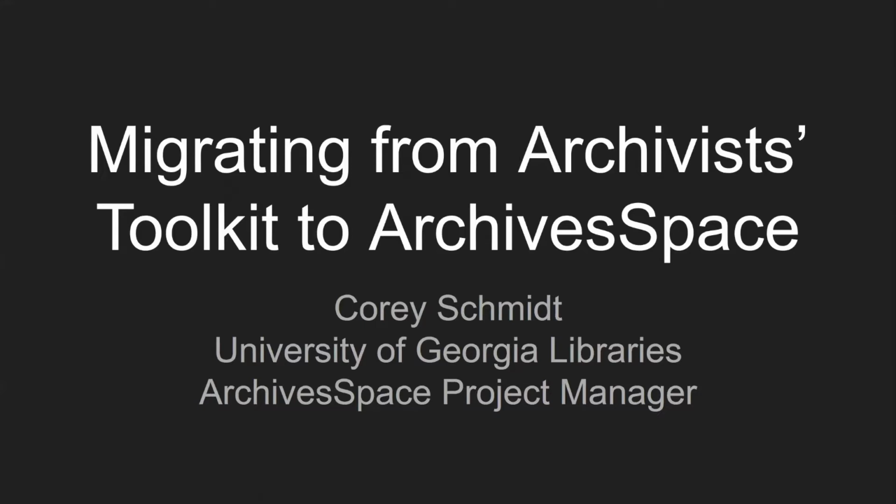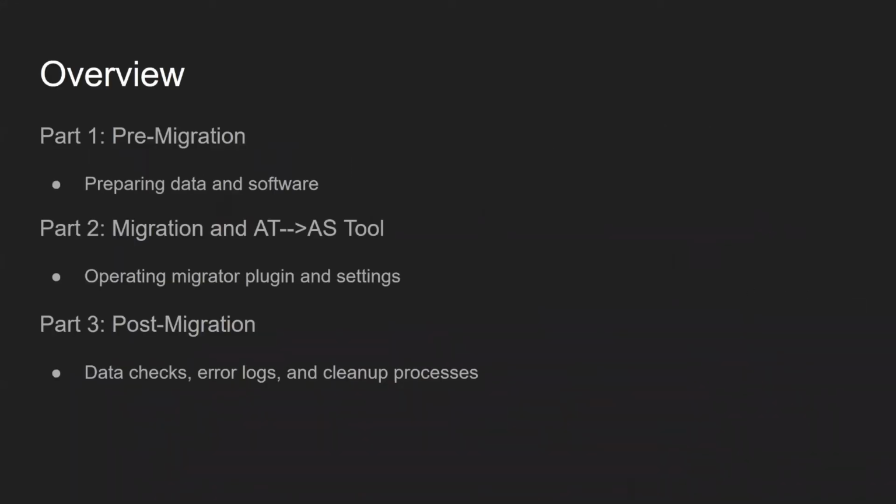I will be demonstrating how to migrate data from Archivists Toolkit to ArchivesSpace. To give an overview, there will be three parts to the migration process. The first part is the pre-migration, which consists of preparing your data and software. The second will be the migration itself, which involves setting up the Migrator plugin and applying the appropriate settings. And lastly, the post-migration will deal with checking the data, error logs, and reviewing some basic cleanup processes.